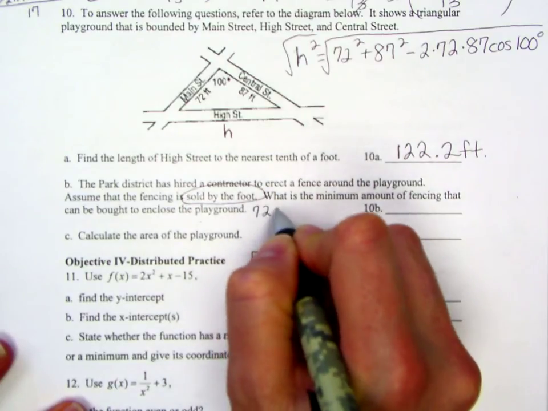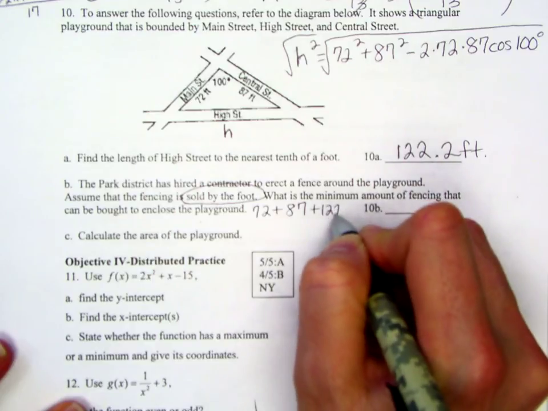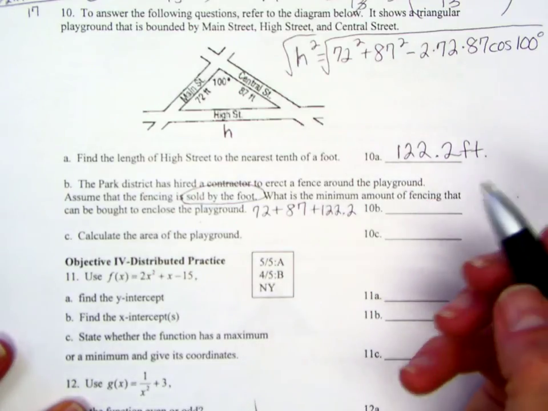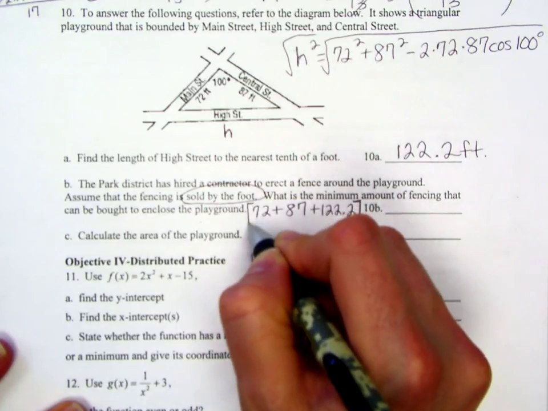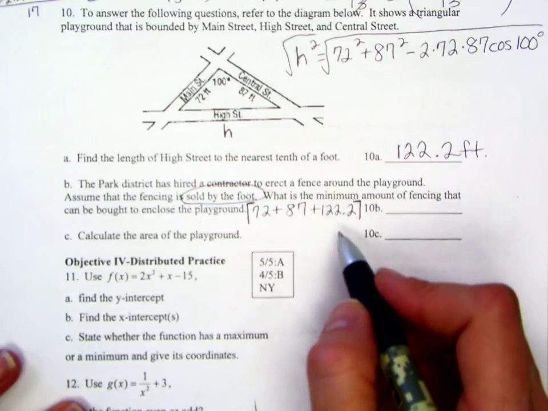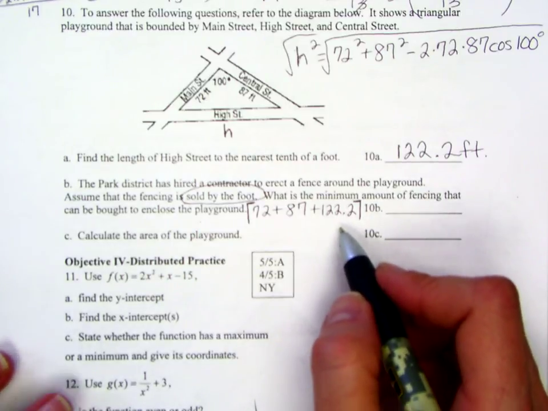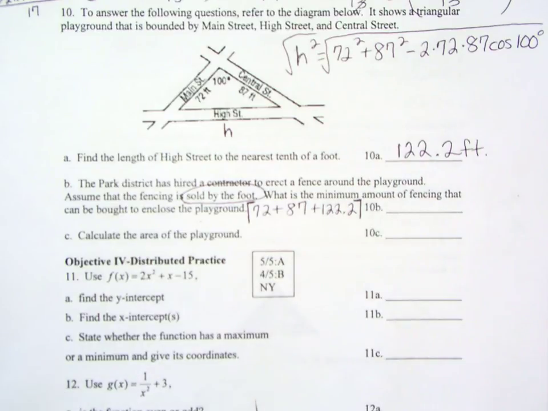72 plus 87 plus 122.2. Okay. And do you remember that hooks on the top thing? I'm going to just put that on my paper just to help me remember to round up. Okay, you could write round up. I suppose that would work too. All right, but let's find out what that is, and then again we need to round up to the next whole foot. All right, so decide what a good answer for B would be.